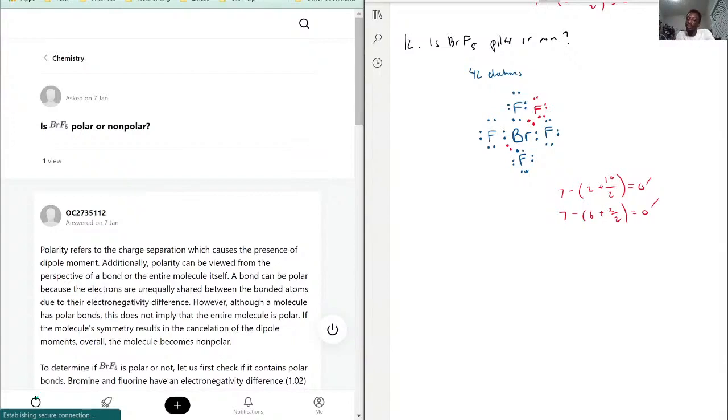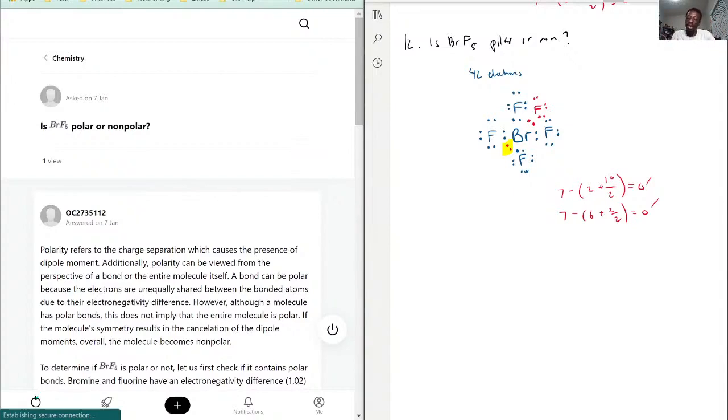Now, to say whether it's polar or not, we can say right away that it's not polar, but we have to make sure that we actually understand its molecular geometry. The reason I say that is because it has just one lone pair, and that already offsets everything. There's a lone pair that's unaccounted for in the distribution of the atoms around the bromine. So there's something already off there.